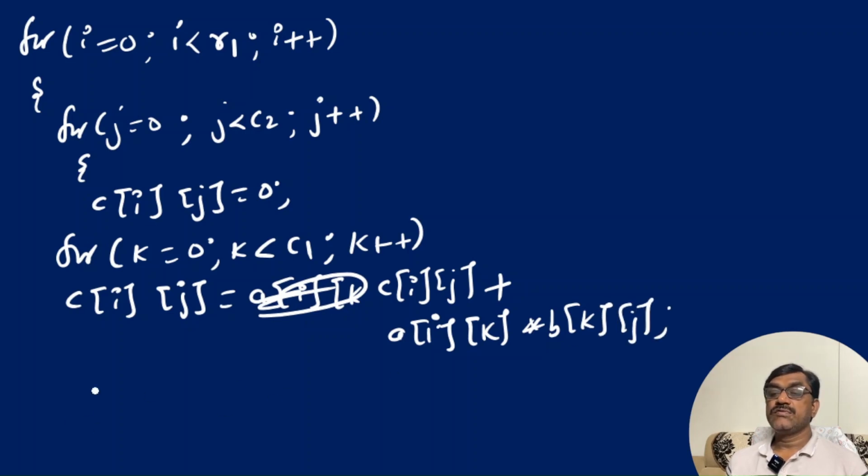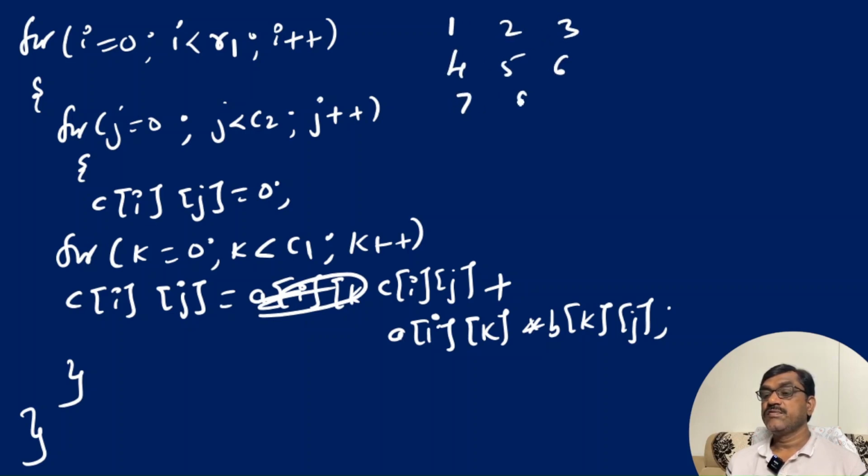This is the logic we have to use, closing brace and another closing brace. This is a simple logic. Now we will see how the tracing will be done. Just now I said the values of A are 1, 2, 3, 4, 5, 6, 7, 8, 9. Now the elements of B are 1, 2, 3, 4, 5, 6.